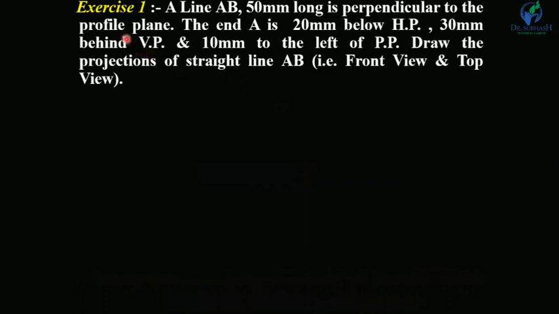Now let us take one exercise. A line AB, 50 mm long, is perpendicular to the profile plane. The end A is 20 mm below HP, 30 mm behind VP, and 10 mm to the left of PP. Draw the projections of straight line AB, that is, the front view and top view.